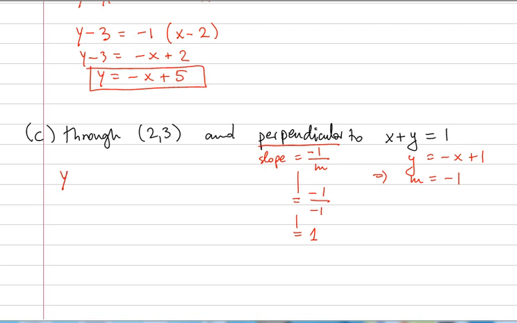So in this case, if we plug into the point slope formula for the equation of a line, we get y minus 3 equals 1 times x minus 2, and therefore y equals x plus 1.